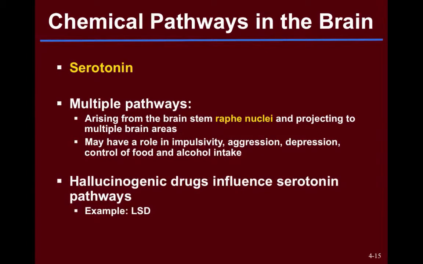Our next neurotransmitter, serotonin. This is one that we talk about being related to depression. A lack of serotonin has been associated with depression in some studies, and we think it may also have a role with impulsivity and aggression, and then also possibly with control of food and alcohol intake. We do know that hallucinogenic drugs such as LSD definitely influence serotonin pathways, and we'll be talking more about that during our section on hallucinogenic drugs.